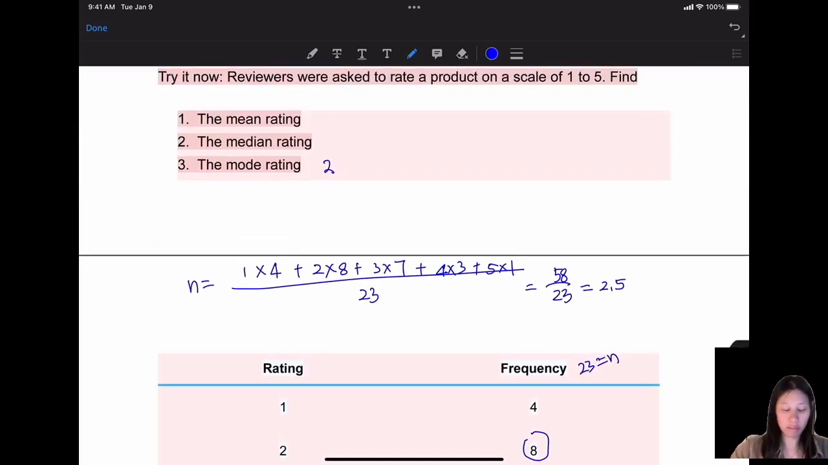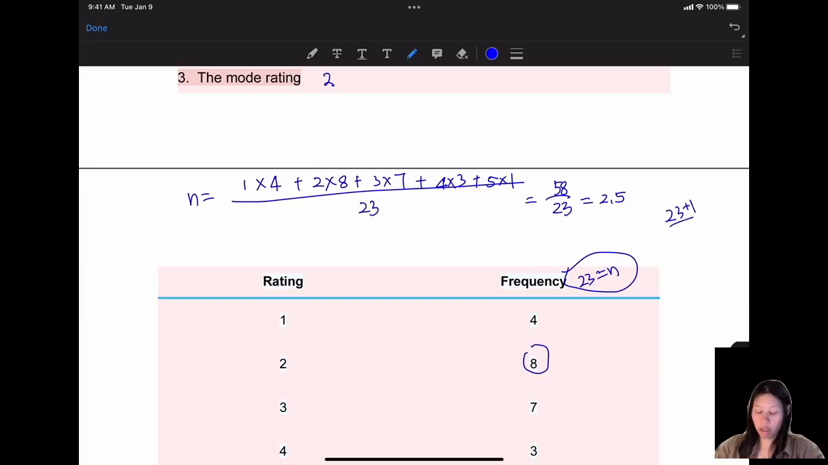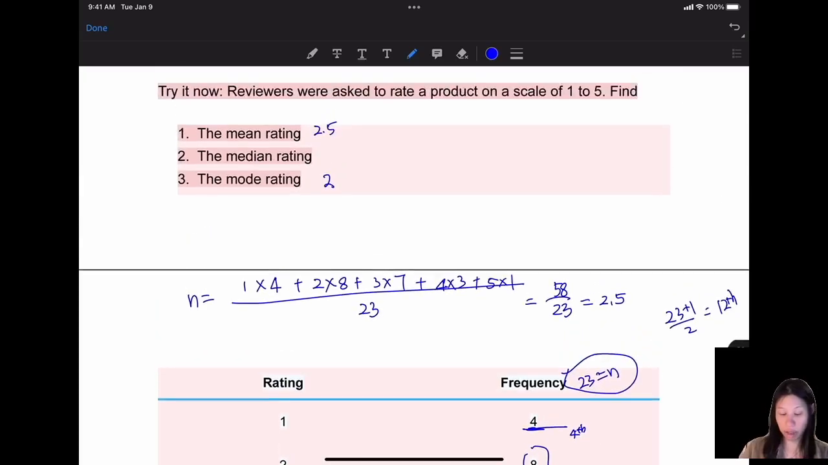So now how do we find median? So since there are 23 data entries, what would be the median? Where is the place? So we use (23 + 1) divided by 2. So that should be the 12th data. So let's find out where the 12th data is. So this is our 4th data, which is rating 1. At rating 2, you have your 12th data after you add 8. So that means our median is equal to 2.